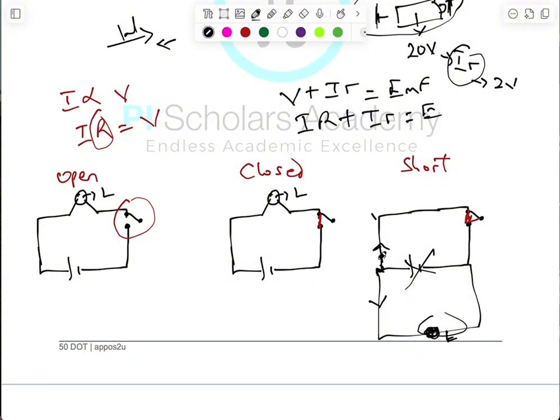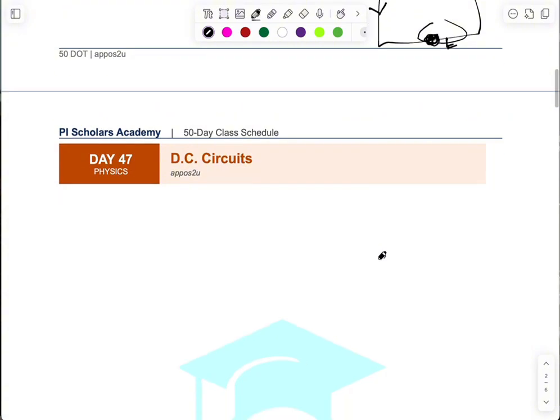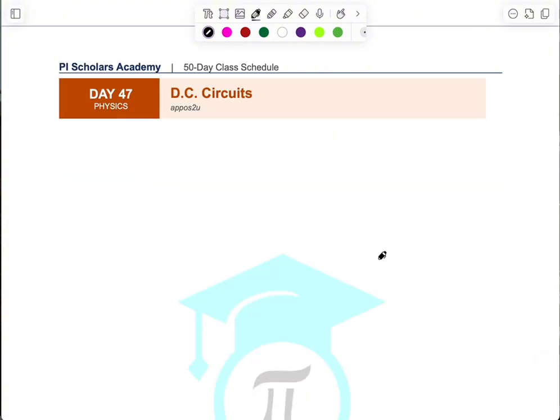That's very dangerous. You shouldn't try making a short circuit, by the way. So back to series and parallel connection. For series and parallel connection, I will first of all talk about when cells are connected in series.